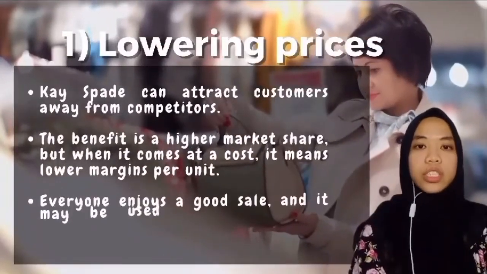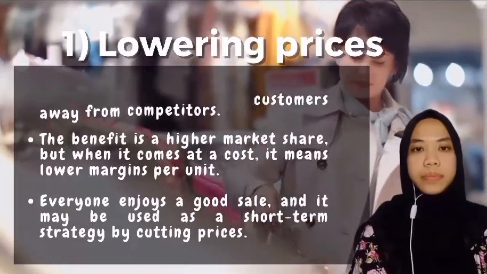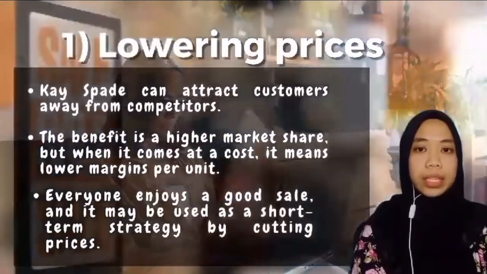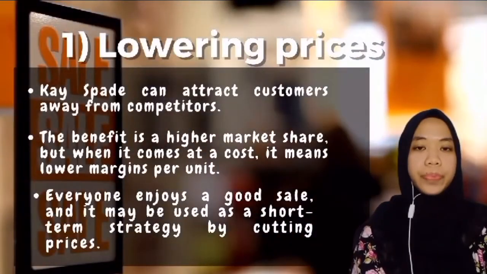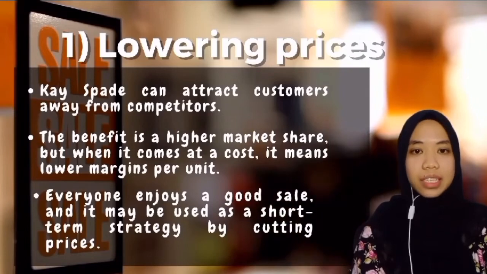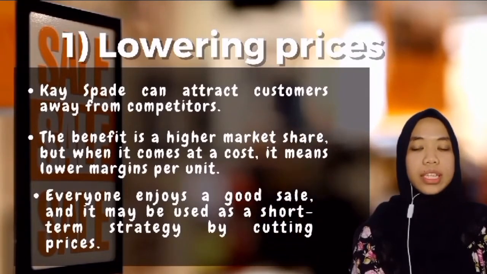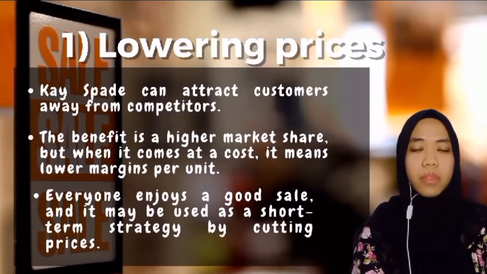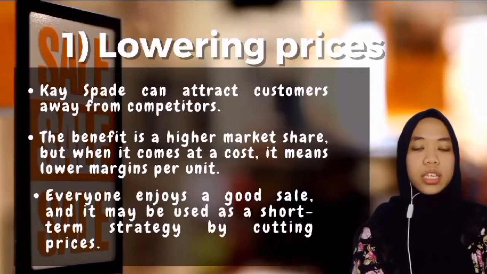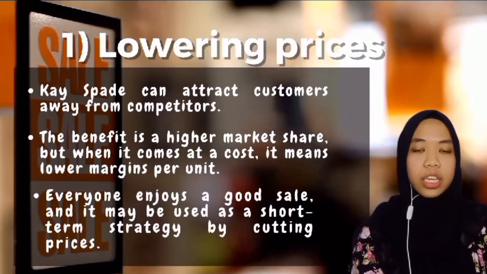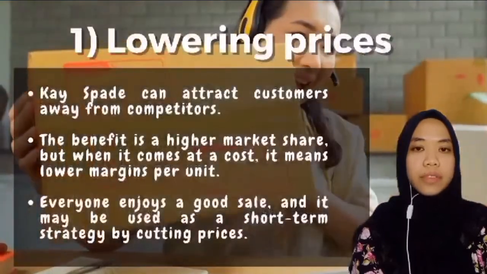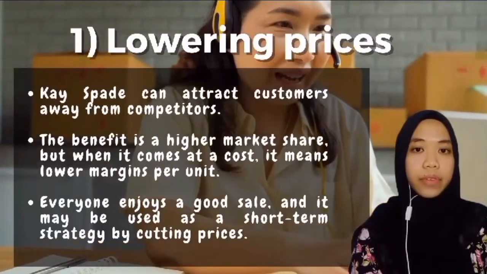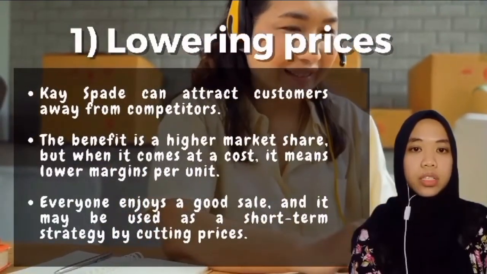So now, let's talk about how to regain the market. First, lowering price. By dropping price, K-Spade can attract customers away from competitors. The benefit is higher market share, but it comes at a cost, which means lower margin per unit, which can make it possible to run at a loss. However, it's dangerous since raising price after a price cut can be difficult, unless K-Spade regains enough market share to compete with competitors.